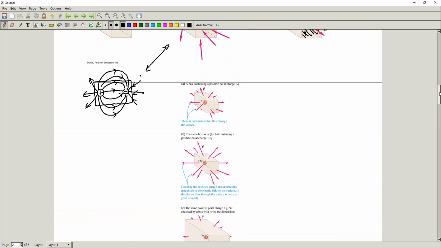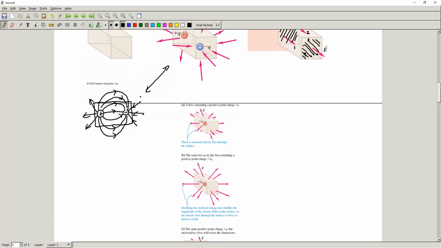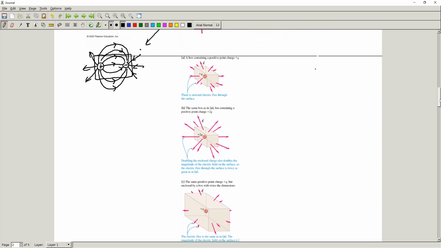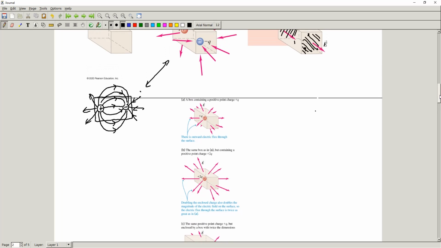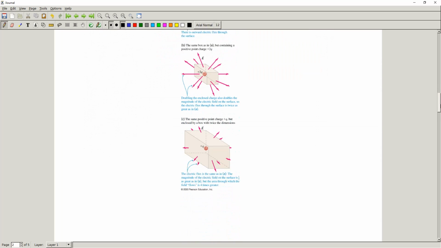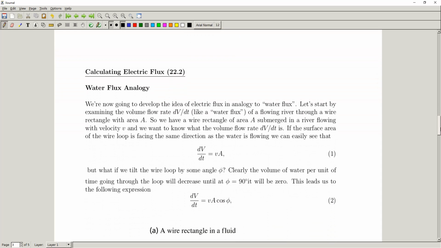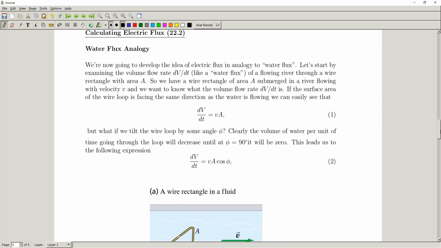Okay, so this kind of concludes. Oh well, what happened to this line? In any case, so we have a line there, but this kind of concludes what they do in section 21.1. We'll now move on to section 22.2, where they talk about calculating electric flux.